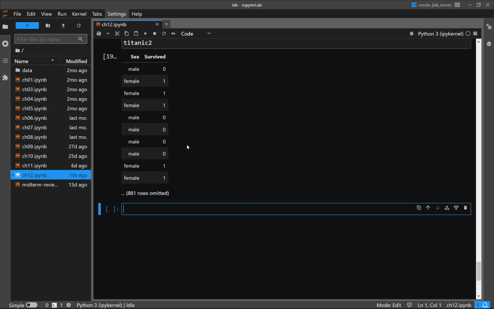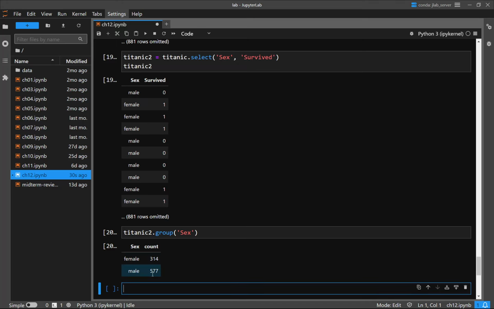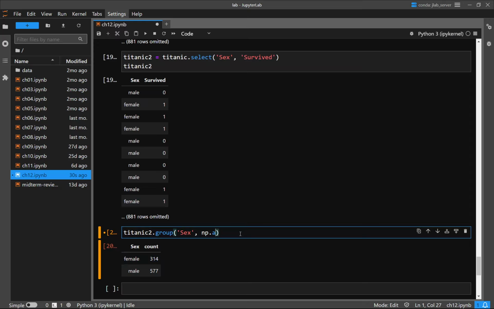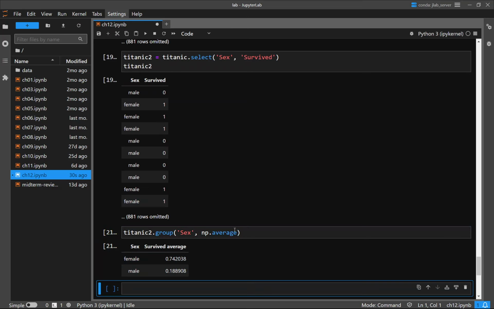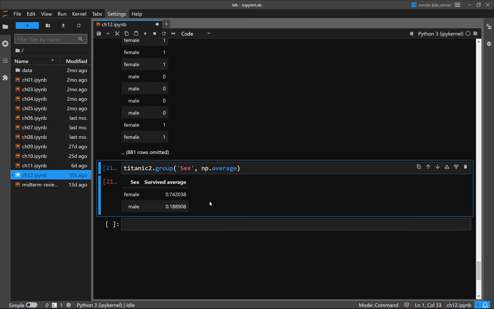So Titanic 2, let's group by sex. And so there were more males than females on the Titanic, it looks like. But if we do np.average to aggregate survived, average of ones and zeros, an average of ones and zeros is a proportion, right? So it looks like 74% of the women on the Titanic survived, and about 19% of the men on the Titanic survived. So that's a big difference, right? That's a big, big difference.